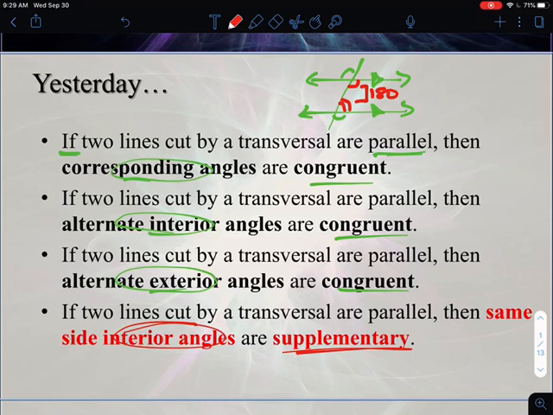Okay, so the main thing from the last section was that if I have parallel lines, and that's the key, I have parallel lines to start, and because of that, I can then say corresponding are congruent. I can say alternate interior are congruent. I can say same side interior are supplementary. So if I have the parallel lines first, then I can say all the angles are the same.